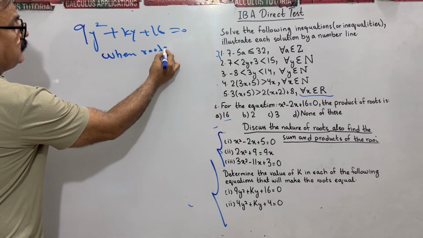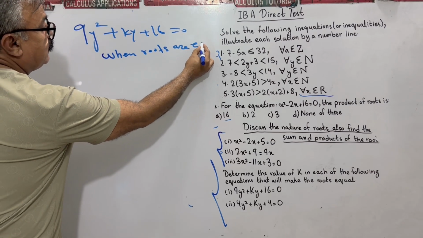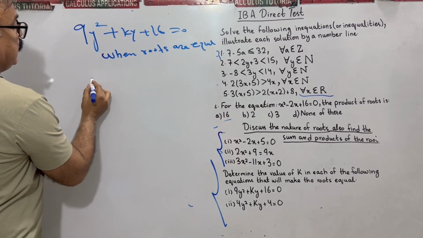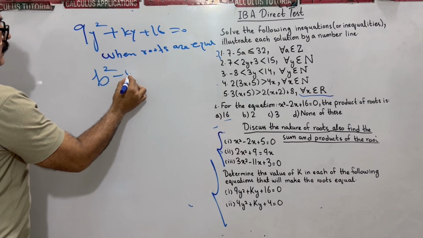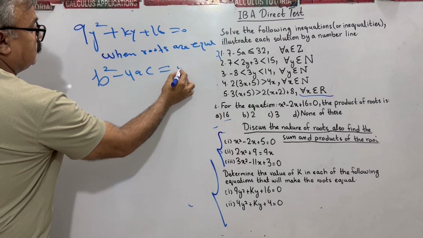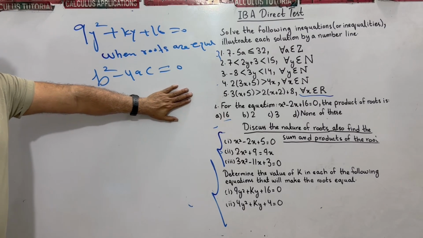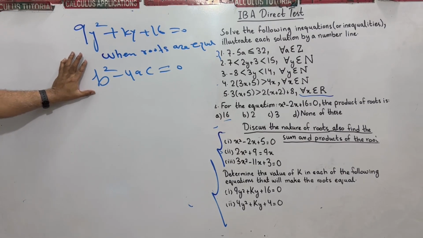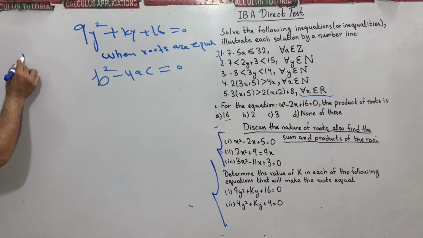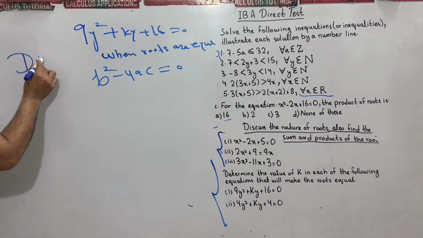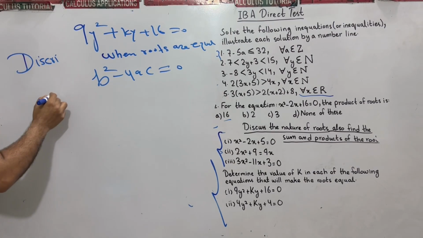When roots are equal, that is the condition for equal roots: B square minus 4ac is equal to 0. That is the condition for roots to be equal. It is known as the discriminant. Nature of roots is discussed through the discriminant.